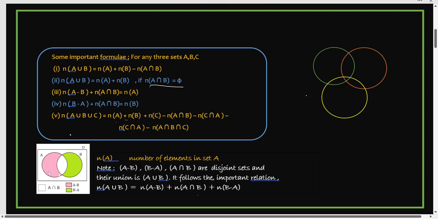The pink area and n(A intersection B), the white area, give you the circle A. Similarly, B minus A, the green area, and the white area, n(A intersection B), give you circle B, that is set B. And A union B union C is given by a formula, and we will give the proof for this also. These three are disjoint sets: A minus B, B minus A, and A intersection B. The sum is A union B.